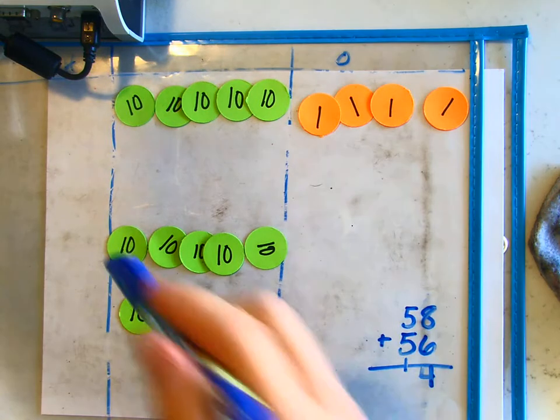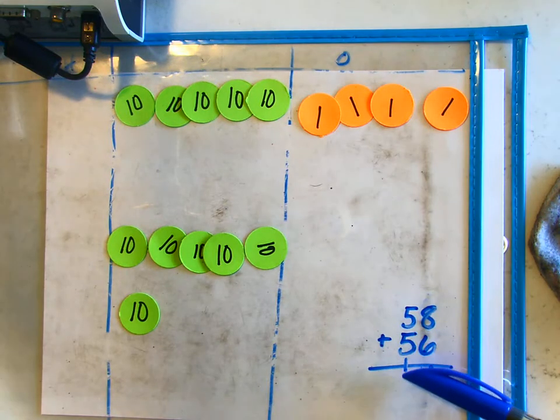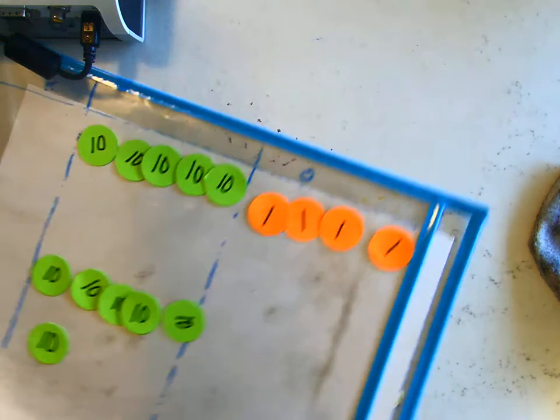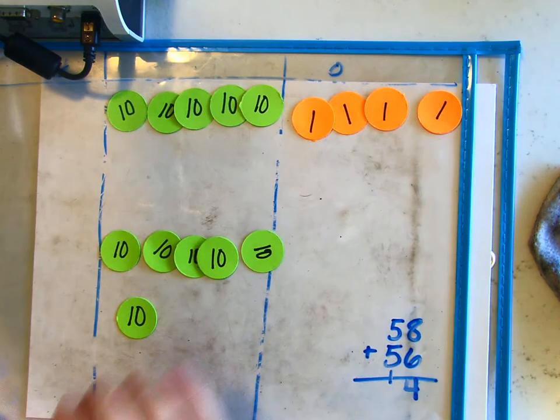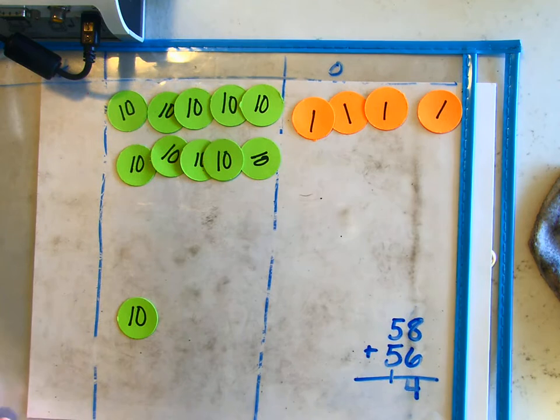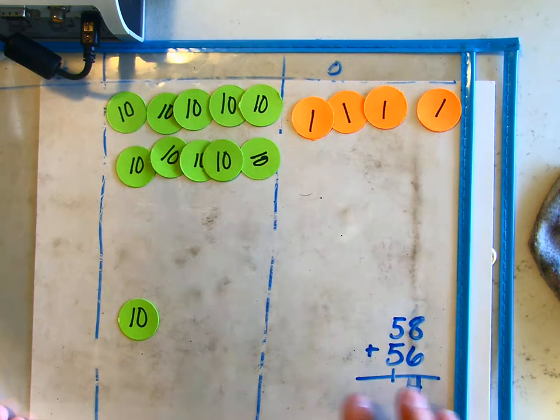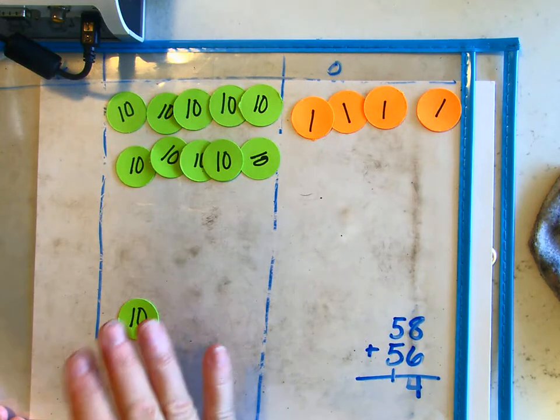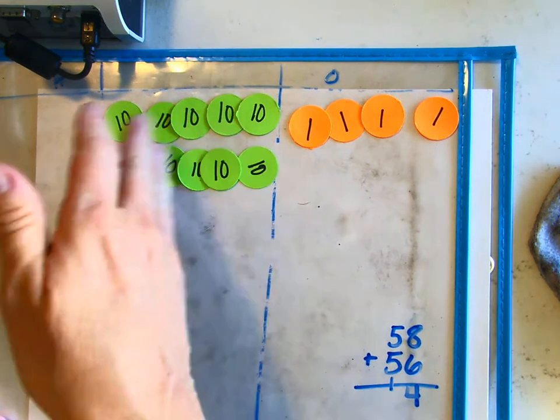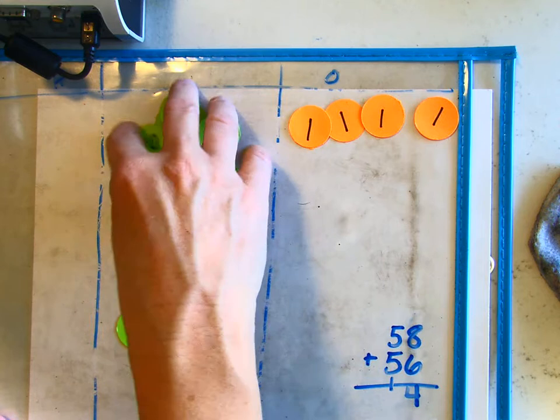Moving over to our tens, we have 5 plus 5 plus 1. Well, you know, because of doubles, 5 and 5, there's a group of 10 right there. 5 plus 5 plus 1 is 10, 1, 11. So yeah, we have a group of 10 tens.